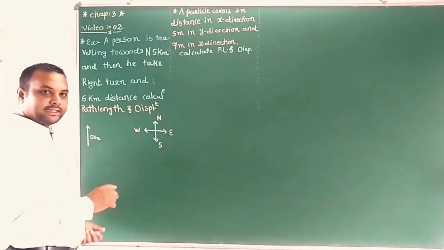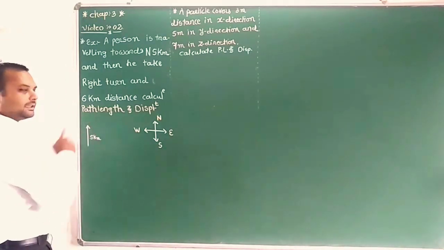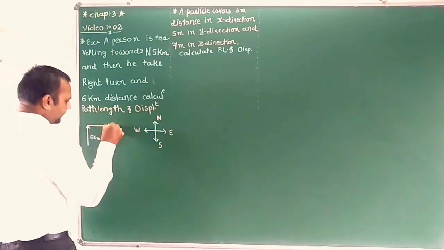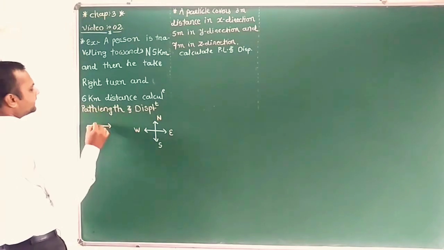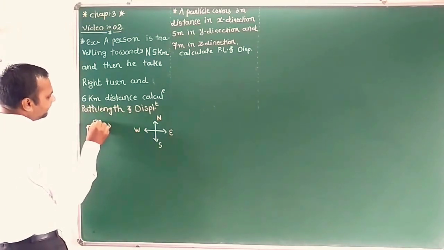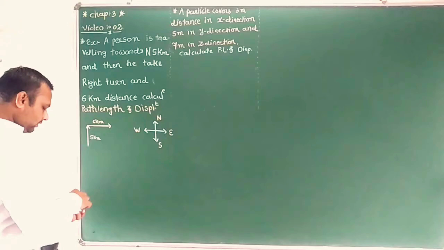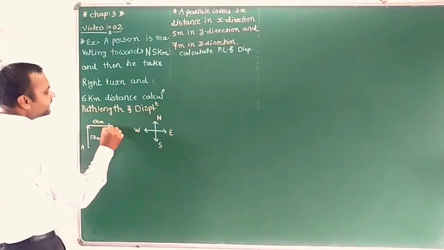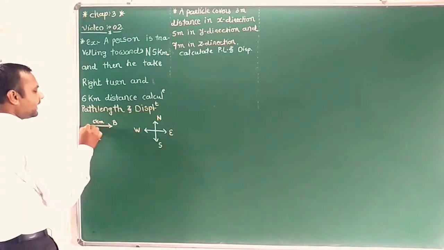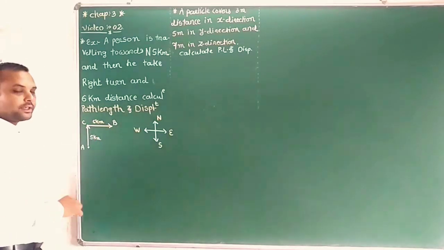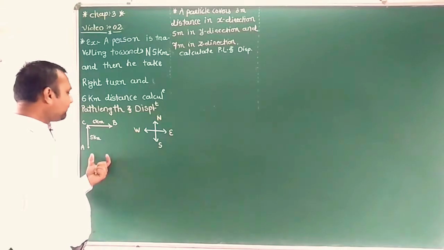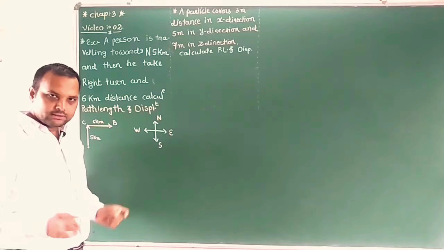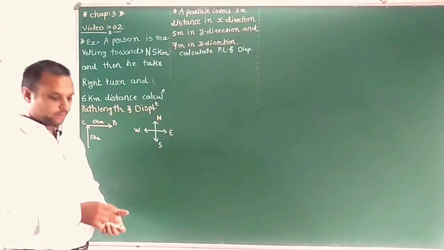Now he takes the right turn in this direction, so I put an arrow in this direction and he covers 6 kilometer distance. Let this be point A, this is D, and this is intermediate point C. So the total path length is quite easy: that is 5 km plus 6 km, that is 11 km. No problem over there.